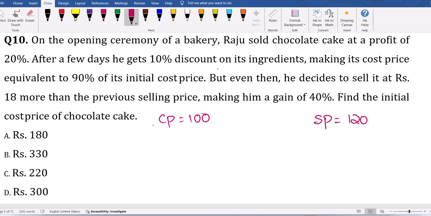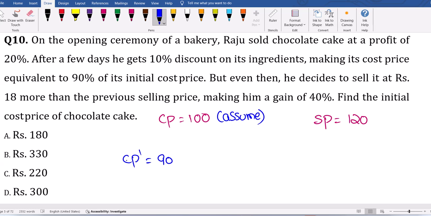After a few days, he got a 10% discount on ingredients. Cost price decreased by 10%, so cost price is 90. The initial cost price is actually not 100, it's a different value, but I am assuming this. I am assuming cost price is 100, so then cost price will become 90.